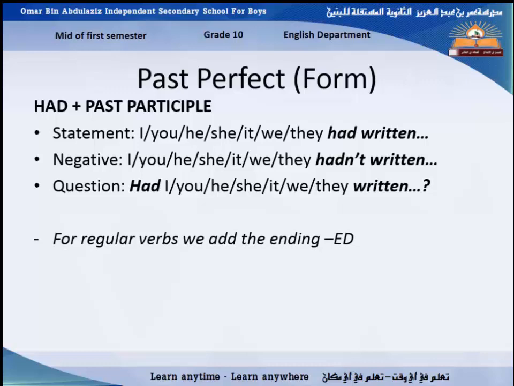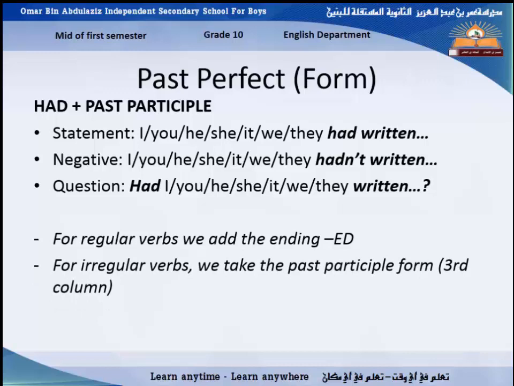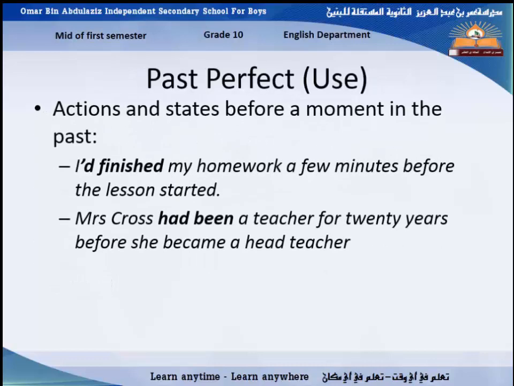For regular verbs, we add the ending ed or d or ied. For irregular verbs, we take the past participle form, or the third column in the back page of your course books. The use of the past perfect.